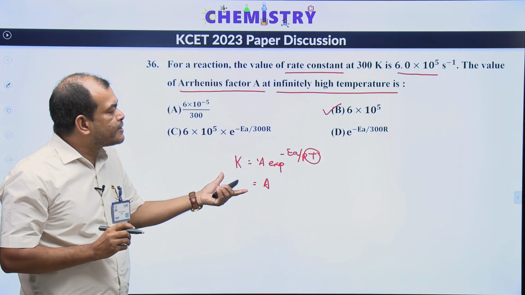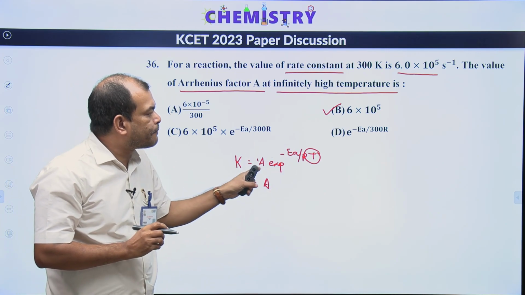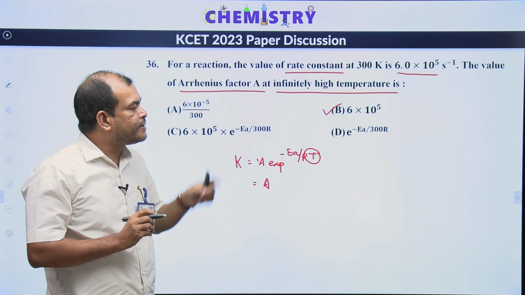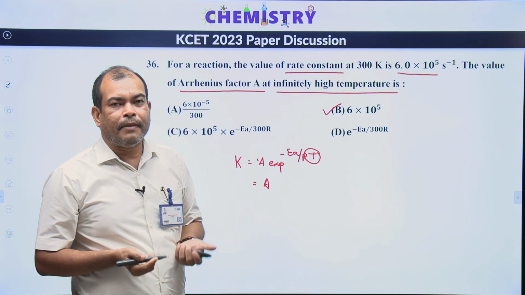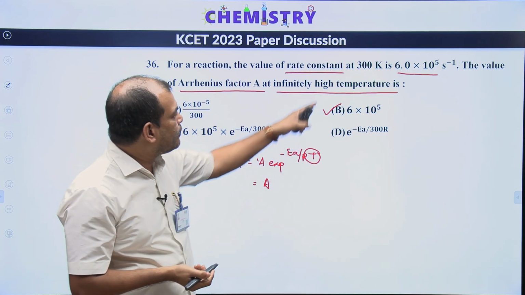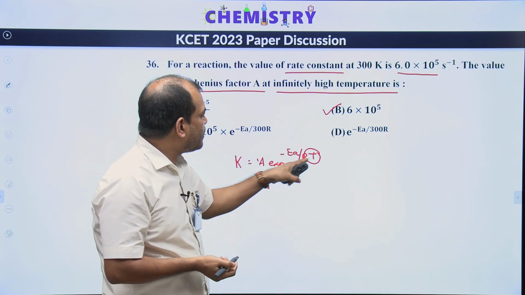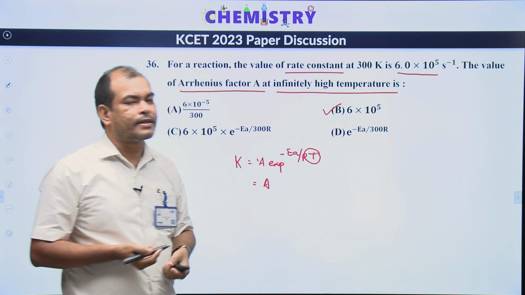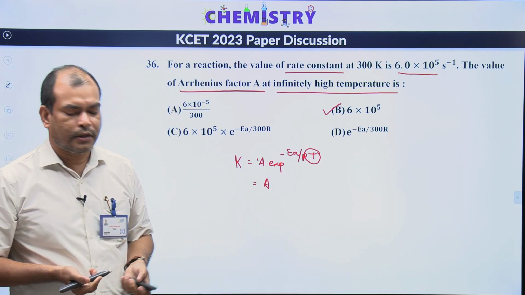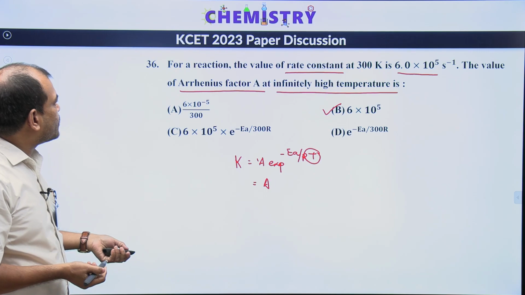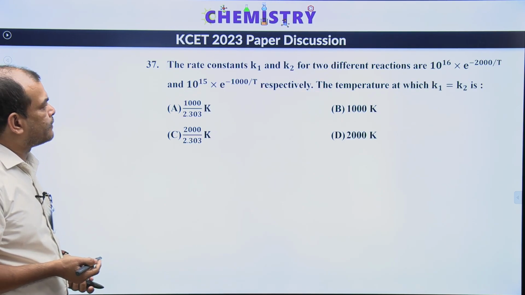Therefore, this question is very simple. You just have to know the logical approach. If someone remembers the significance of A, the maximum rate constant value, then directly you will get the answer. But if you don't remember, then you have to go for the Arrhenius equation to solve this question. Okay? Next, we move to question number 37.